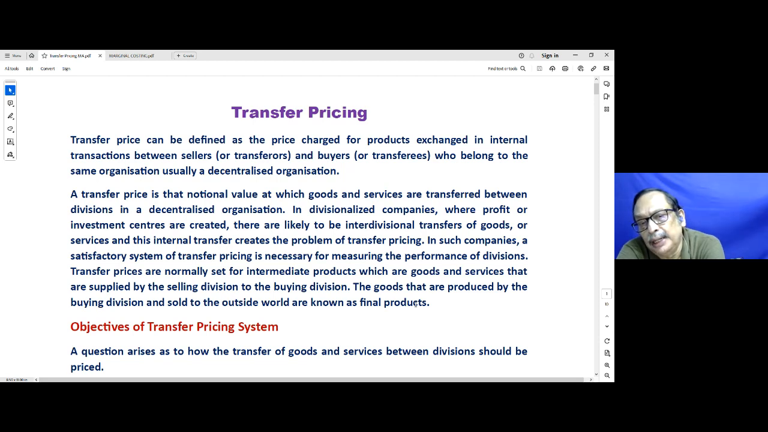So that ball pen head is not available in the market. It may be treated as an intermediate product, which is goods and services that are supplied by the selling division to the buying division. Now, once the transfer is made, the buying division is going to manufacture a complete product, and that product is sold by the buying division to the outside market or outside world, which are known as final products.